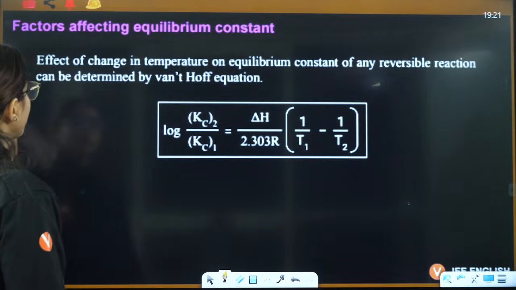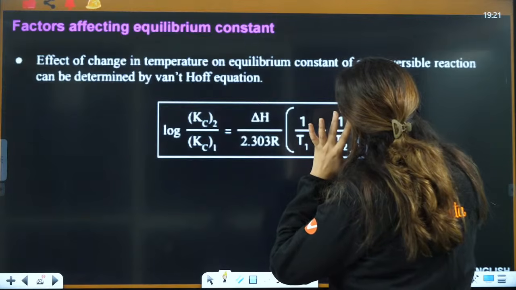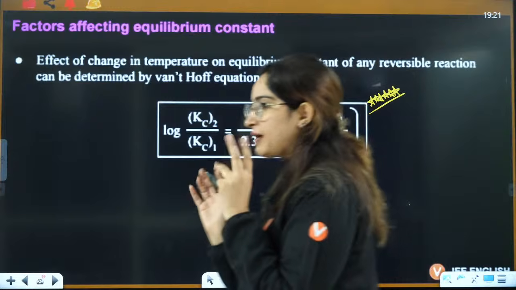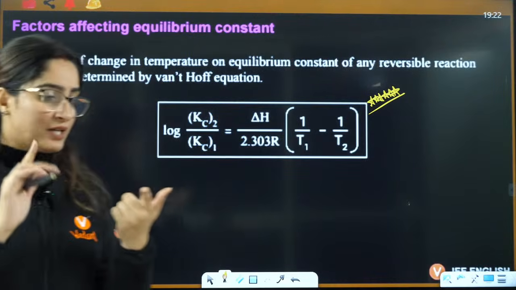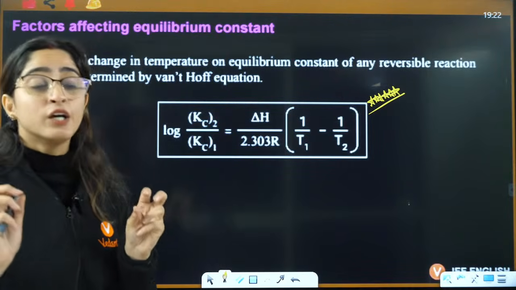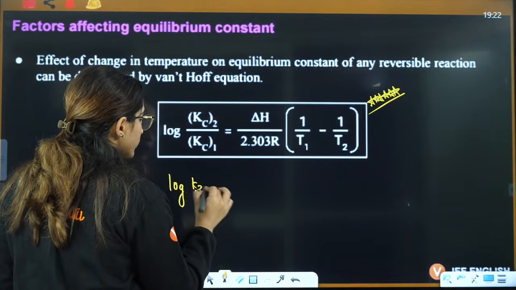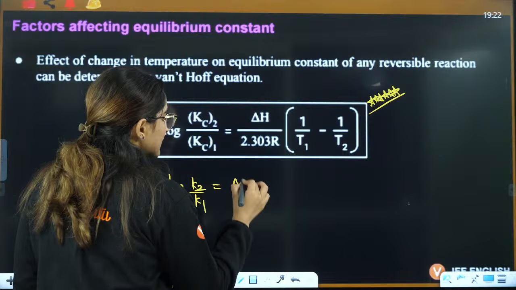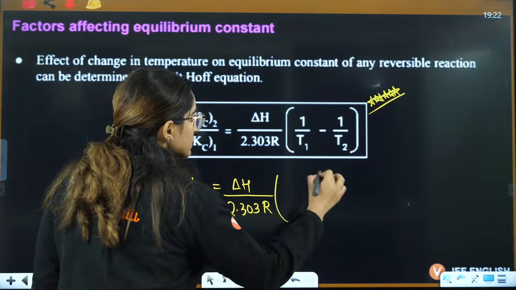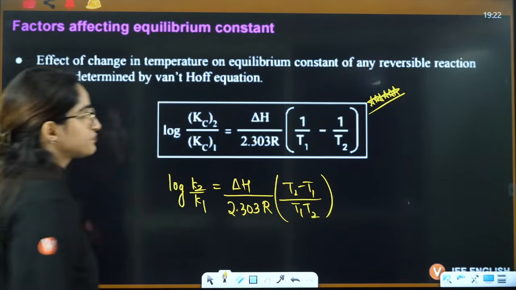This I'll teach you with the Clausius-Clapeyron equation. This is an ultra pro level important equation, right? If you want to have a good hold over chemical equilibrium and ionic equilibrium, you should know this equation throughout. This is log of K2 by K1 is equal to delta H by 2.303 R into (T2 minus T1) by (T1 into T2).